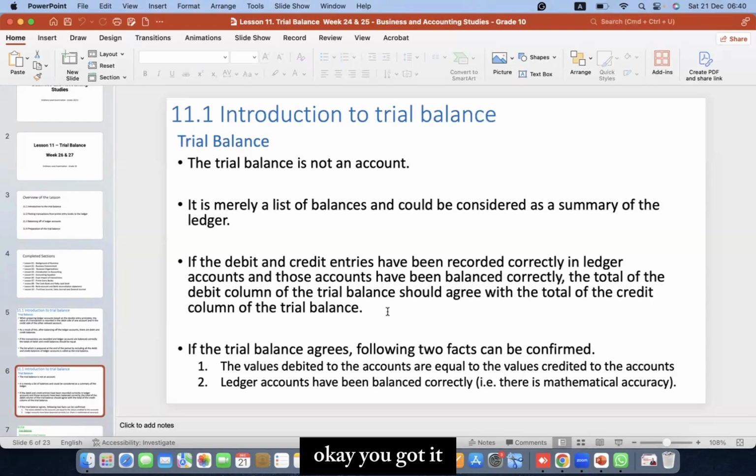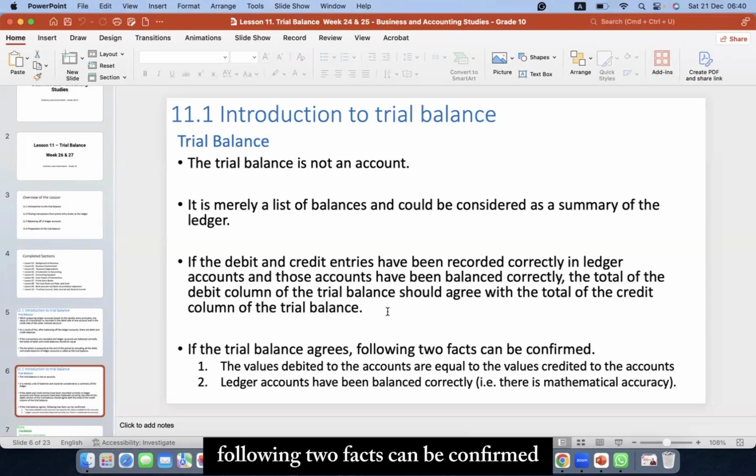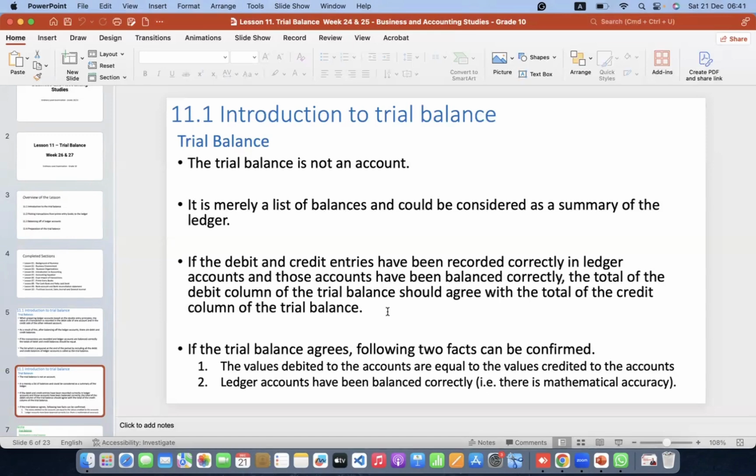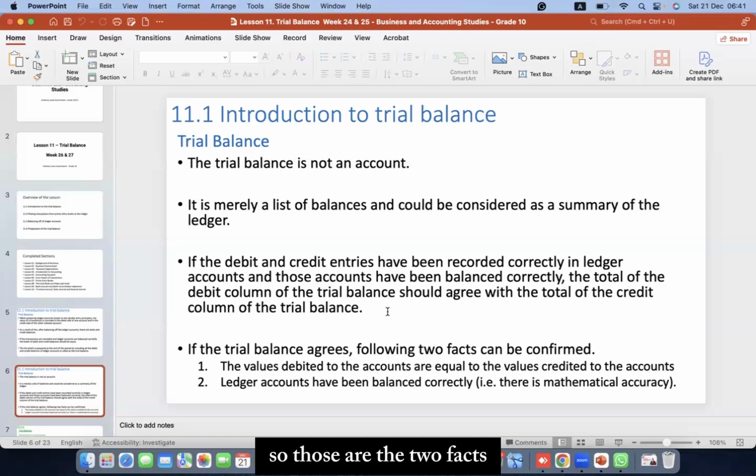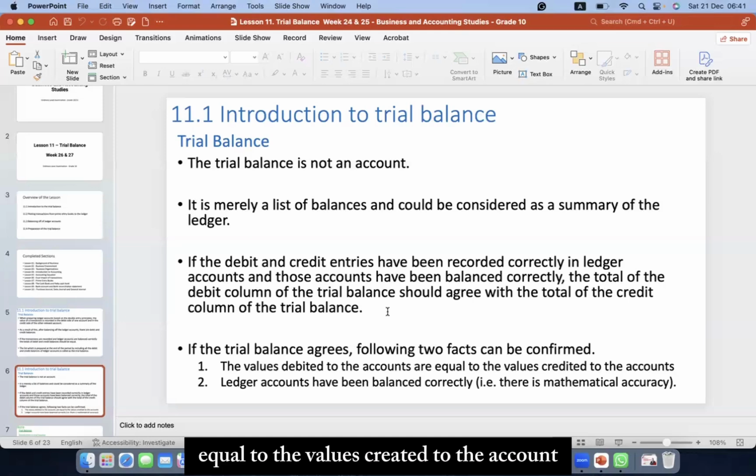Okay, you got it? Then if the trial balance agrees, the following two facts can be confirmed. The values debited to the accounts are equal to the values credited to the accounts, and ledger accounts have been balanced correctly. So those are the two facts.